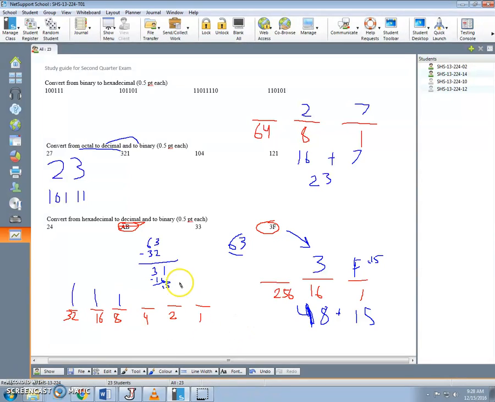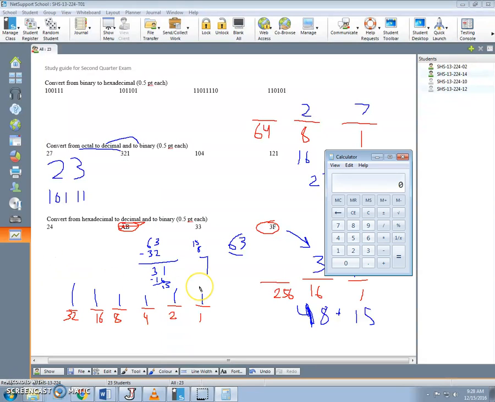15 minus 8 leaves us with 7. 7 minus 4 equals 3. 3 minus 2 equals 1. 1 minus 1 is 0. And notice, the binary number we're left with is just the numbers that add up to make that old number. If I pull out a calculator and put in each of those numbers, 32 plus 16 plus 8 plus 4 plus 2 plus 1, I get 63. So if I add up those numbers, look at that. That's our answer.